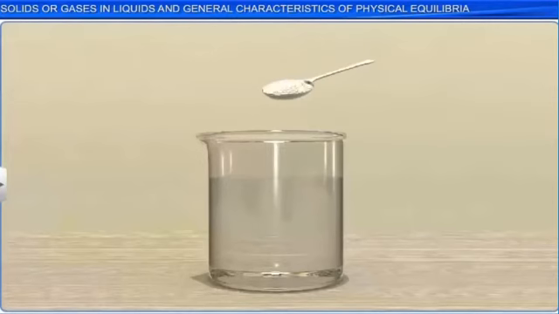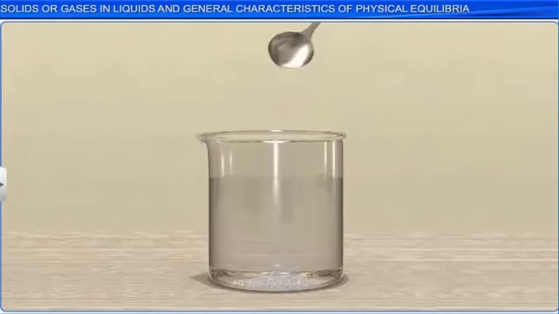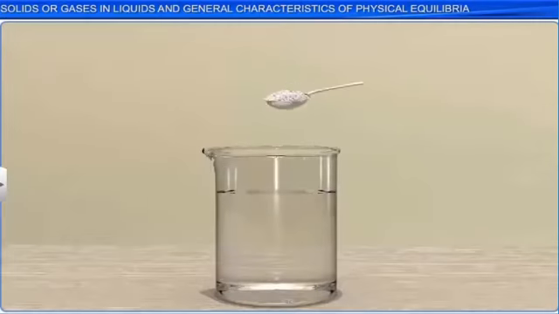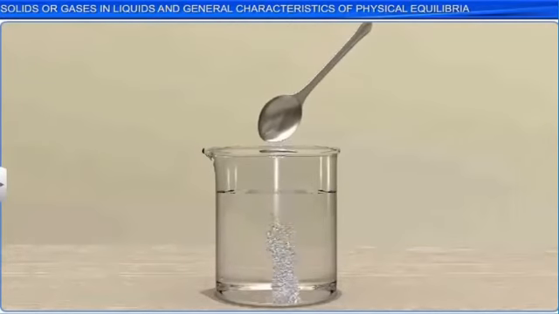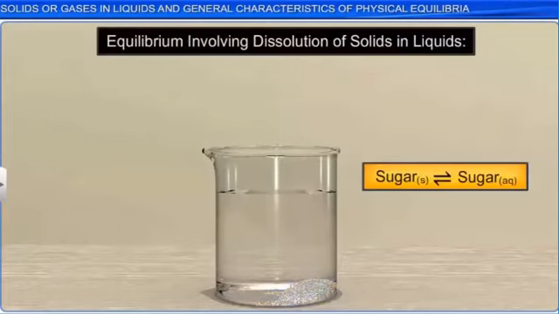Sugar in water is a classic example of solid in liquid equilibrium. First, sugar is added to a glass of water and stirred. It dissolves, forming a sugar solution. Then, as more and more sugar is added, it initially dissolves, but eventually reaches a stage where no matter how long you wait or how vigorously you stir, the sugar does not dissolve. The solution thus obtained is said to be saturated at the given temperature.